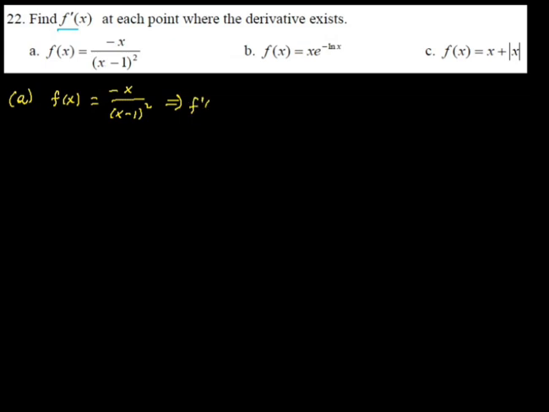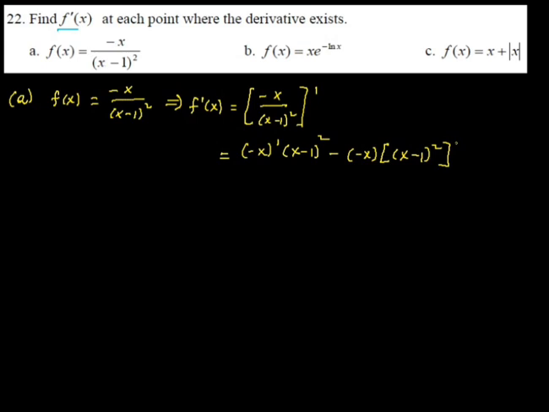To find the derivative of this function, we will apply the quotient rule. So minus x over (x minus 1) the whole square, the derivative requires the quotient rule. Using the quotient rule, we can do this as minus x derivative times (x minus 1) the whole square, minus x times (x minus 1) the whole square derivative, over (x minus 1) the whole square squared, the power of 4. So we apply the quotient rule and obtain this.